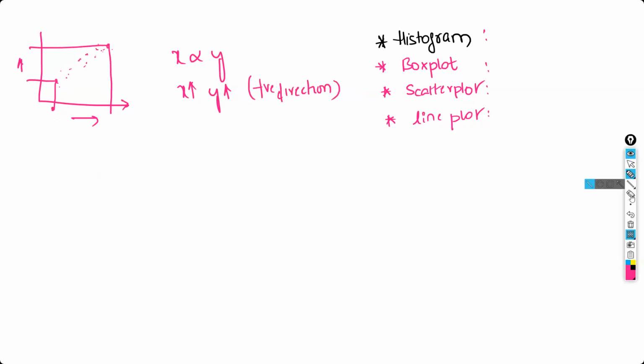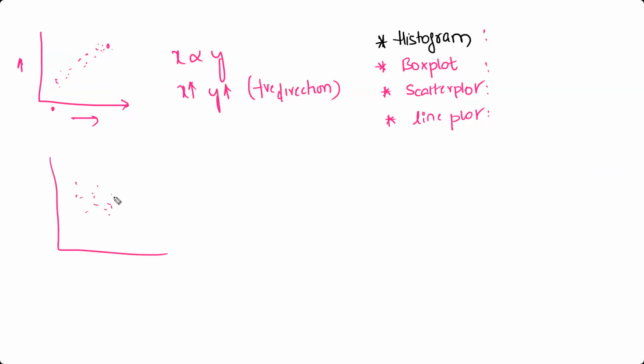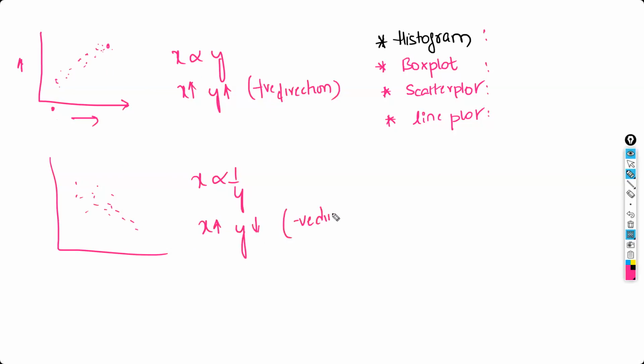For example, if the scatter plot is not in this way, but is going downside in this way, then x is inversely proportional to y. Meaning as x increases, y decreases. It is called negative direction.